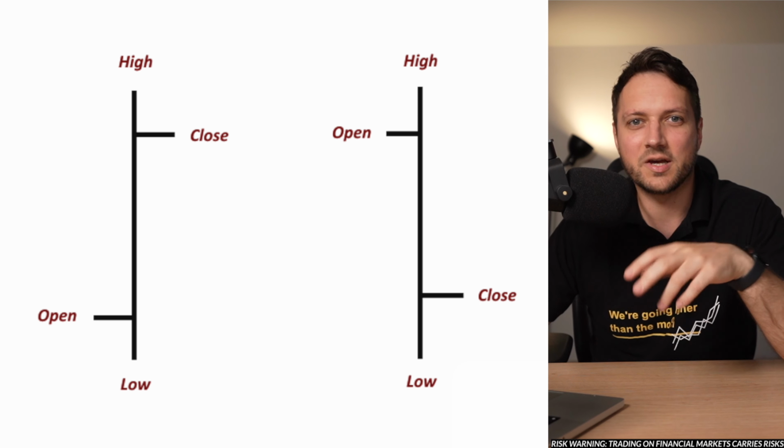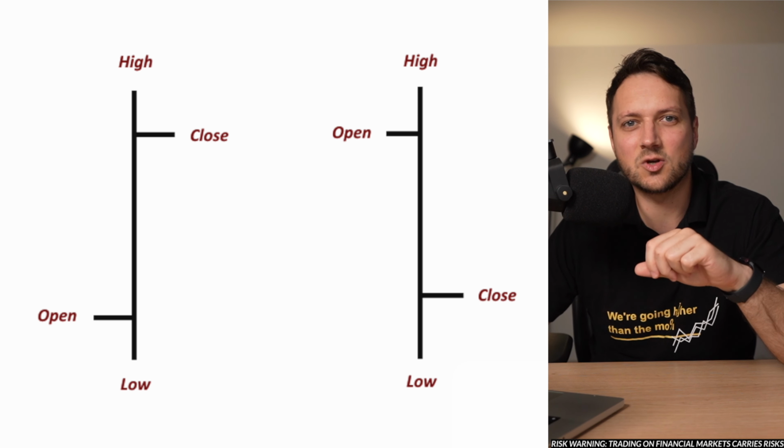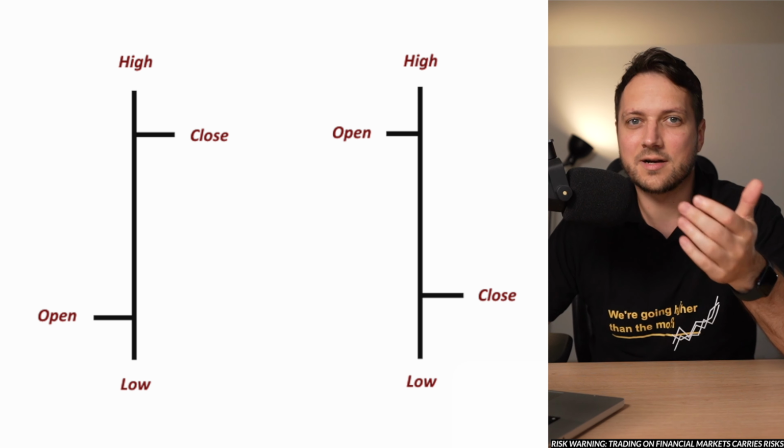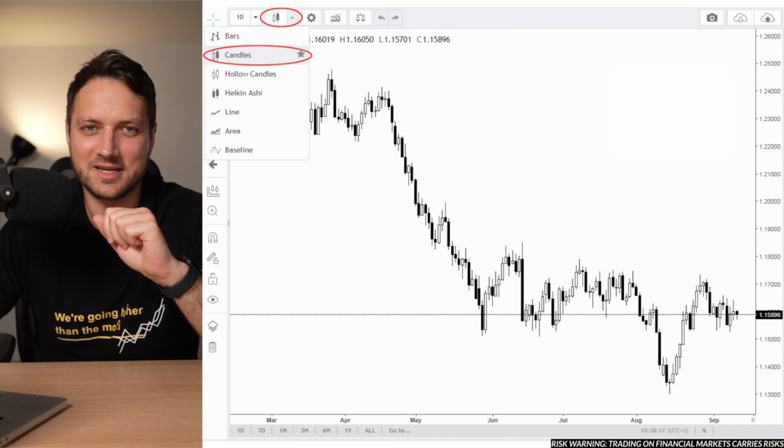Point number three. There are many special trading strategies to operate with bars. The main ones are the pin bar trading strategy, inside bar trading strategy, and engulfing bars. So now we move on to Japanese candlestick charts.